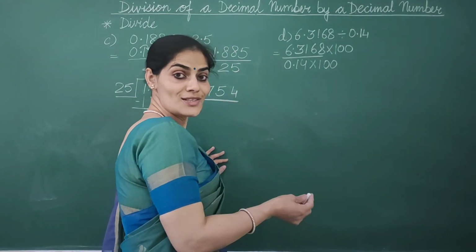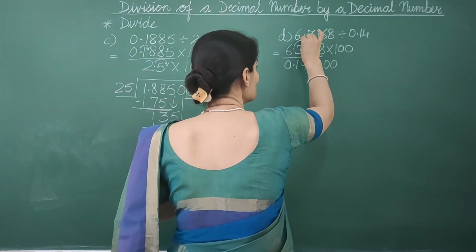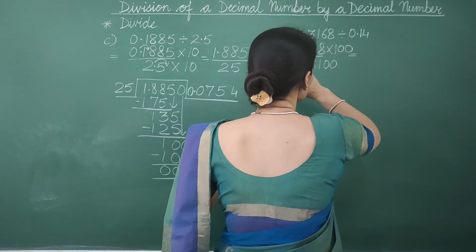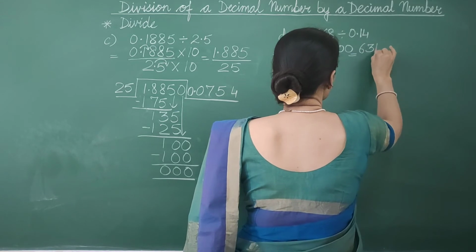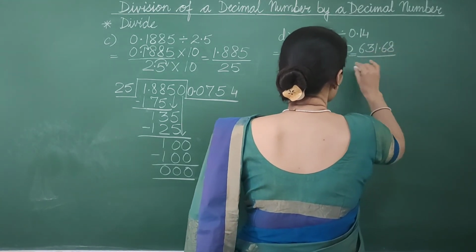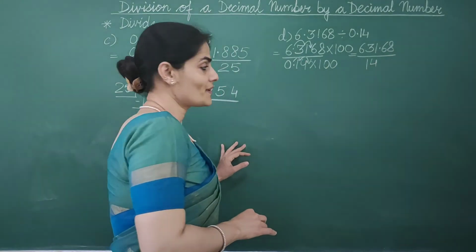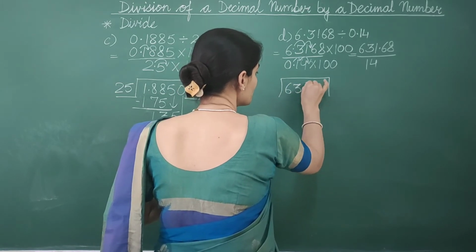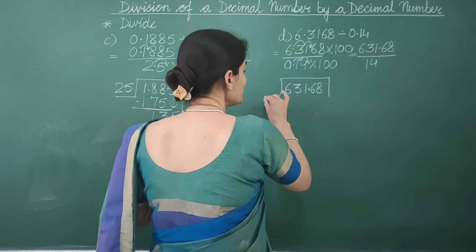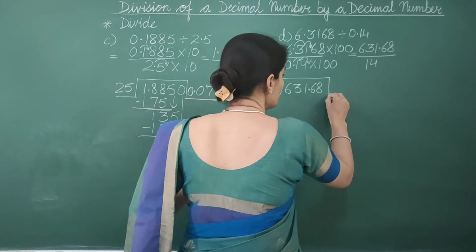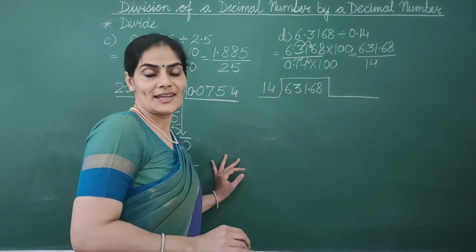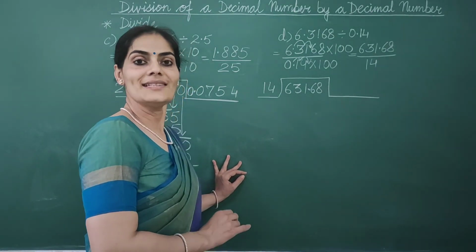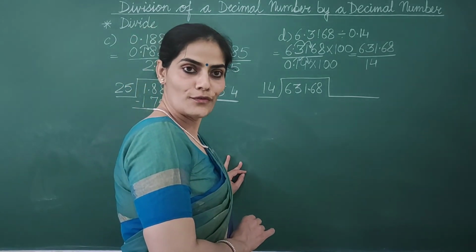So the decimal point is going to shift towards the right by 2 places. 1 and 2. 1 and 2. So the dividend becomes 631.68 divided by 14. So I am going to arrange them here. The dividend is 631.68 to be divided by 14. Now we know that 63 doesn't come in the table of 14. So which other number is exactly less than 63 in the table of 14?